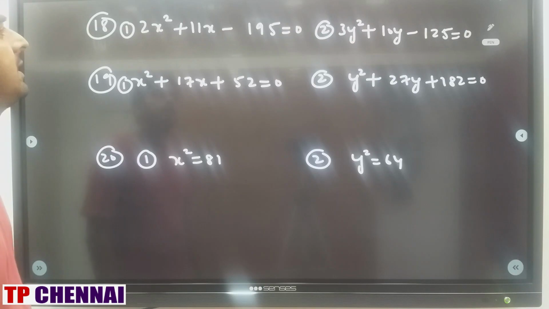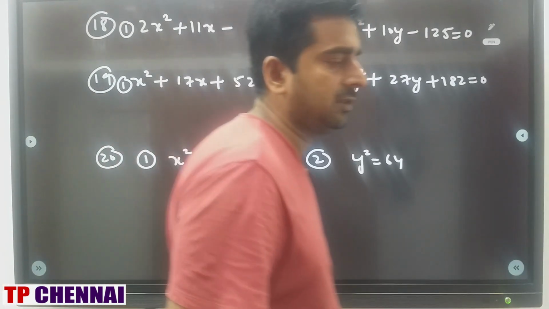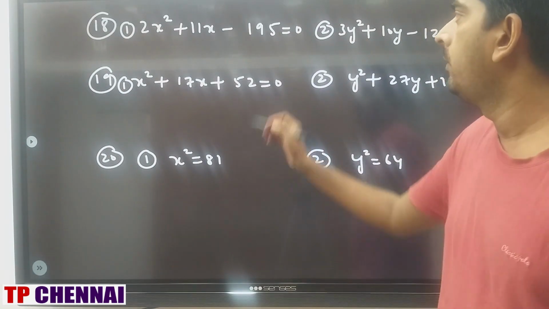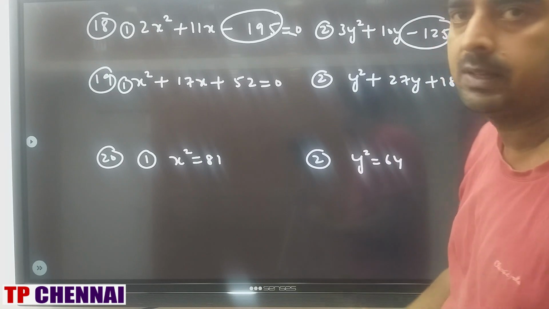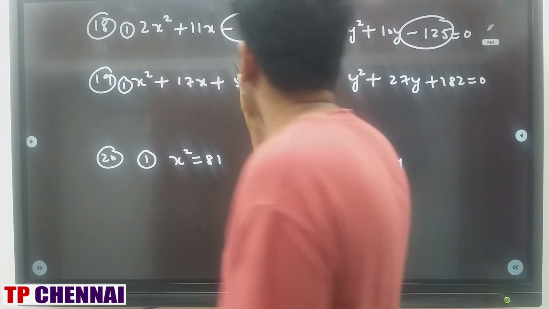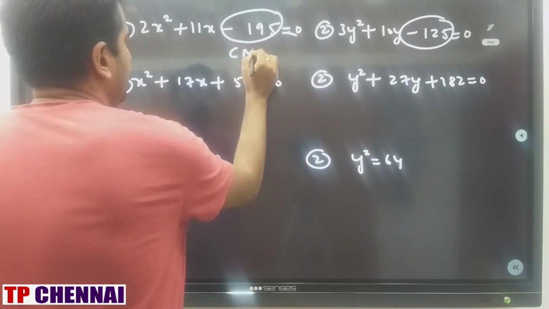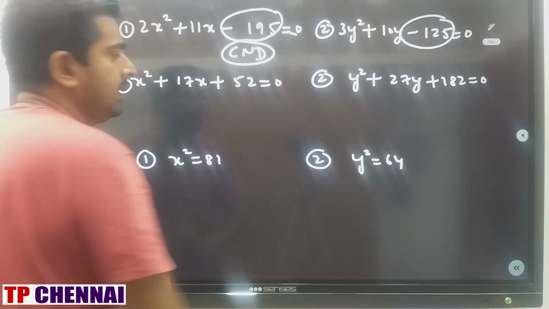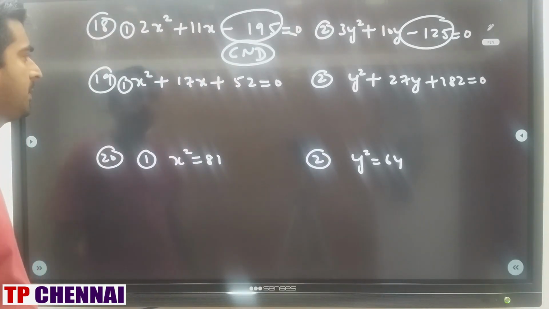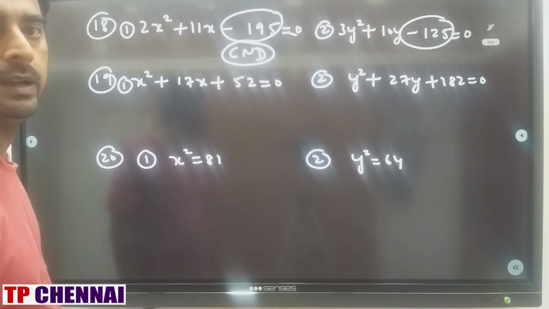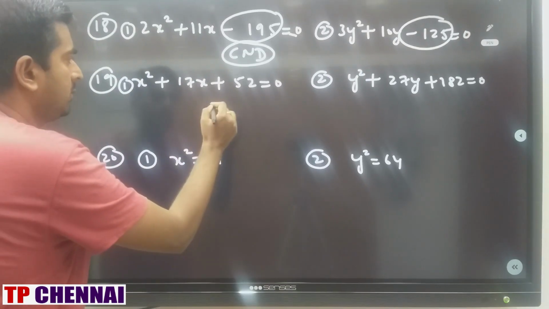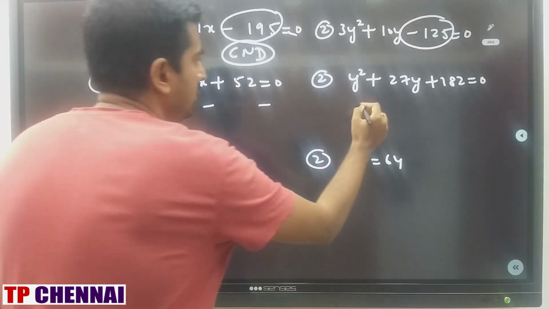2x square plus 11x minus 195 is equal to 0. 3y square plus 10y minus 125 is equal to 0. When you observe here, both the constants are negative. Whenever both the constants are negative, what is the answer directly? C and D. My answer is C and D. Next one: x square plus 17x plus 52 is equal to 0. Y square plus 27y plus 182 is equal to 0. Plus plus, so the roots will be minus minus. Here also minus minus.